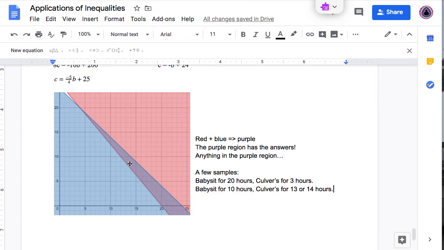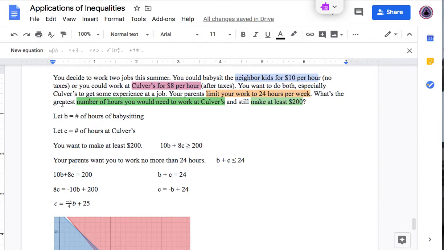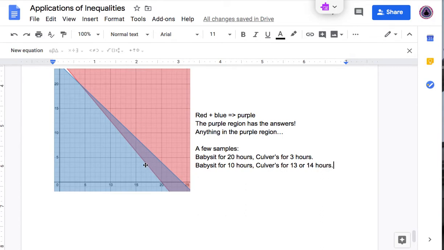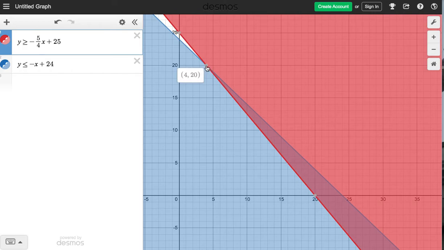But the question says, if I go back, what is the greatest number of hours you would need to work at Culver's? So we need to look at this graph and see if we can find where is the biggest part of this blue line that still falls within the purple zone. That's going to be up here, right where the two lines cross each other. So let's go back to Desmos. There it is. That crossing point is 4, 20. That would mean 4 hours of babysitting and 20 hours of Culver's.